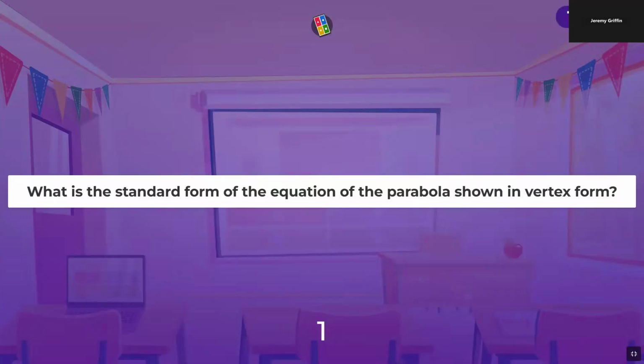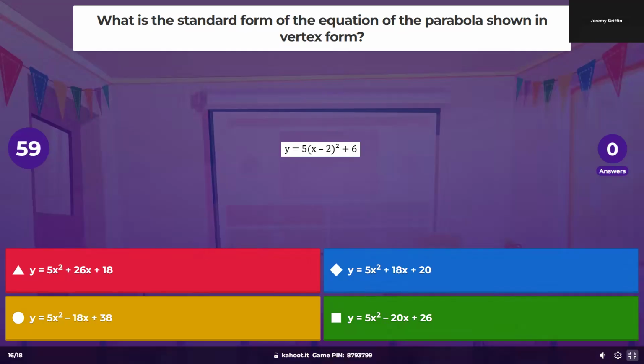What is the standard form of the equation of the parabola shown in vertex form? Right, so that parabola is in vertex form. Can you rewrite that in standard form? I'll tell you how I would do it. I would FOIL out that x minus 2 bit, x minus 2, x minus 2. After that, I would distribute the 5. After that, I would add 6 to whatever the constant comes out to be.